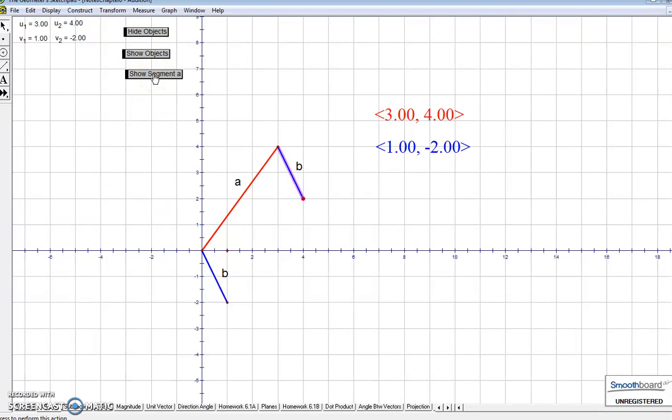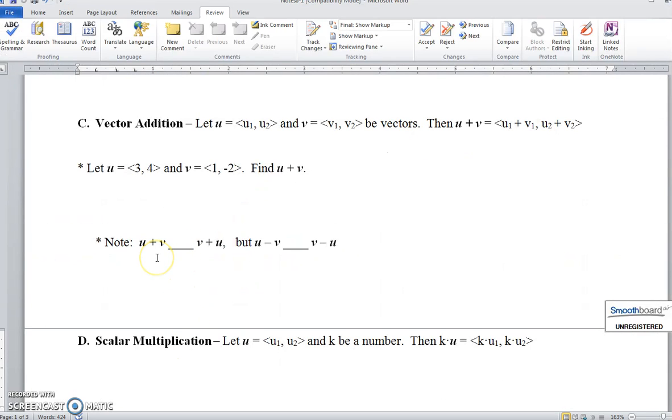But the interesting thing about addition is if I were to say, well, I want b to be the first one and then apply a. So if I put vector a at the end of where vector b is, I end up at the same spot. So with addition, if we go back to our notes a second, one big thing to notice is that it doesn't matter the order. u plus v will equal v plus u.